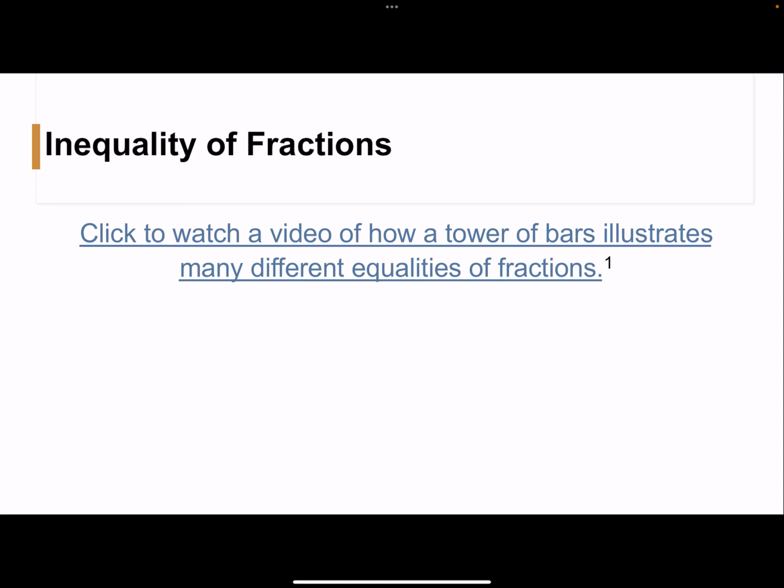All right, so let's talk about equality of fractions. One way that we teach this is using a tower of bars. So we're going to click this to watch a video of how the tower of bars illustrates many different equalities of fractions.